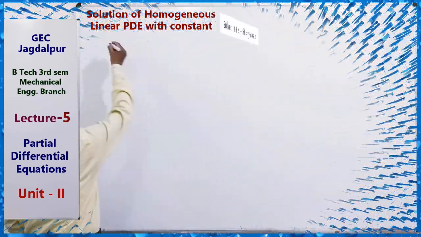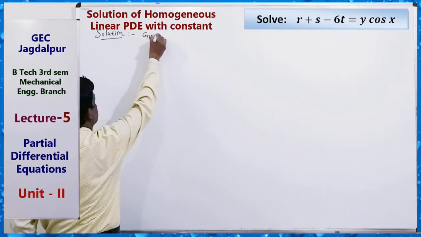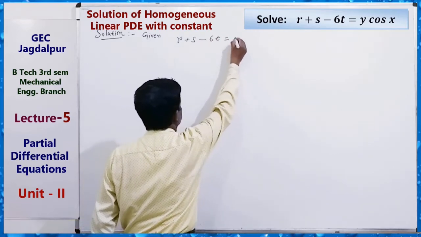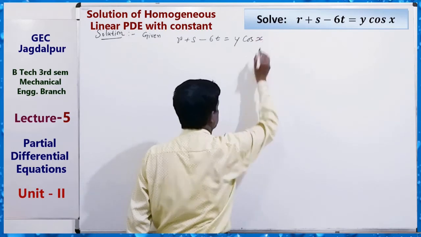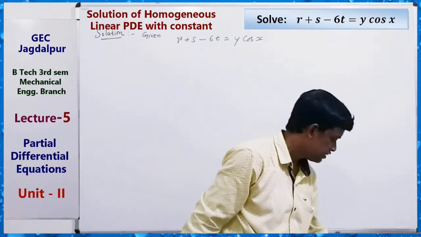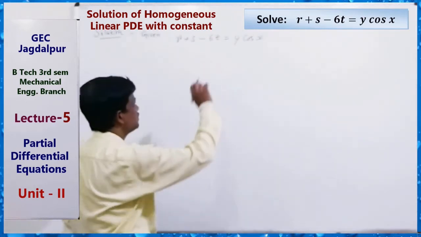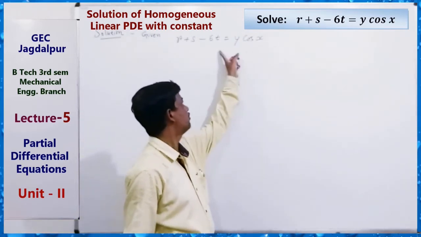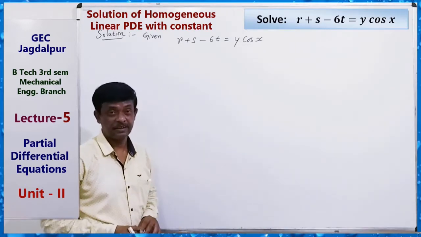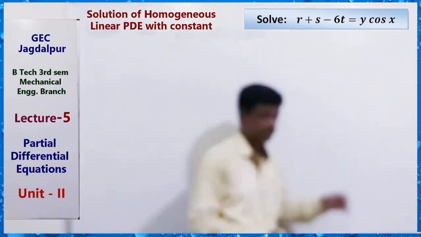Take another question, that is: solve r plus s minus 6t equals y cos x. This is the given equation. Now we are trying to solve it. Here we have a different type of function, because y into cos x is not a function of ax plus by, not a polynomial where we could use the binomial theorem, but any function of x. So we can use the general method. What is the formula for that?